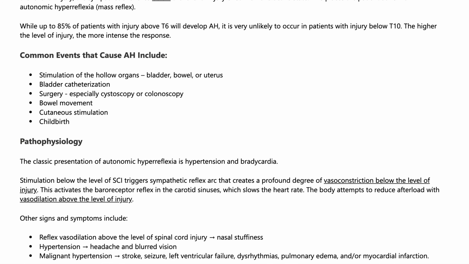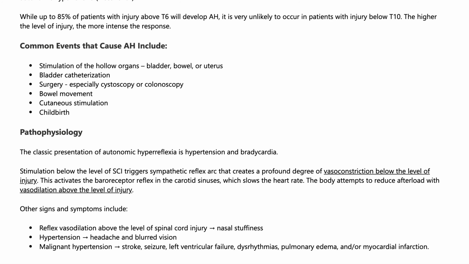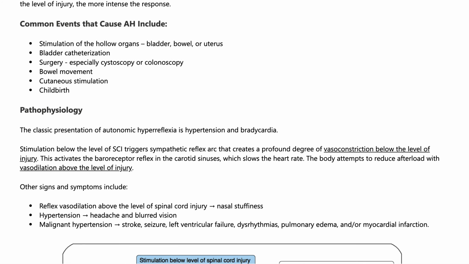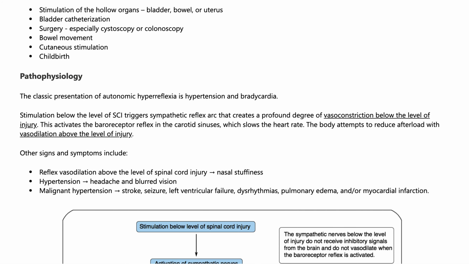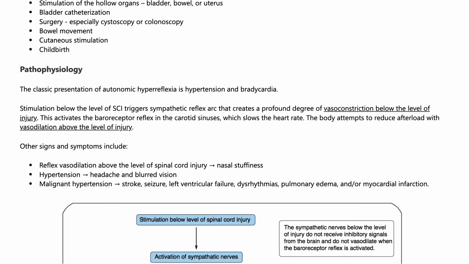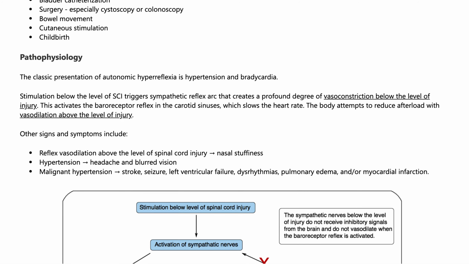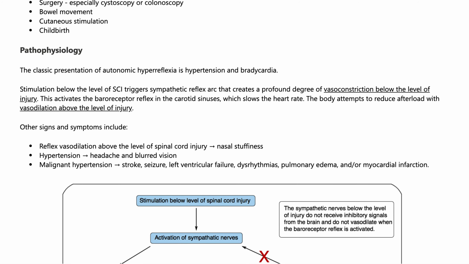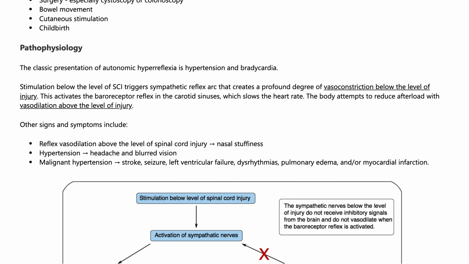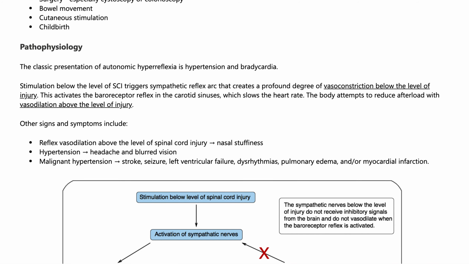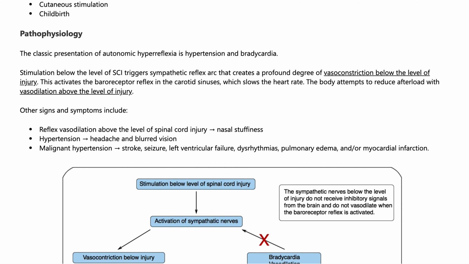Moving on, we're going to talk about the pathophysiology. The classic presentation of autonomic hyperreflexia is both hypertension and bradycardia. Stimulation below the level of the spinal cord injury triggers a sympathetic reflex arc that creates a profound degree of vasoconstriction below the level of the injury. This activates the baroreceptor reflex in the carotid sinus, which slows the heart, and the body attempts to reduce the afterload with vasodilation above the level of the injury.